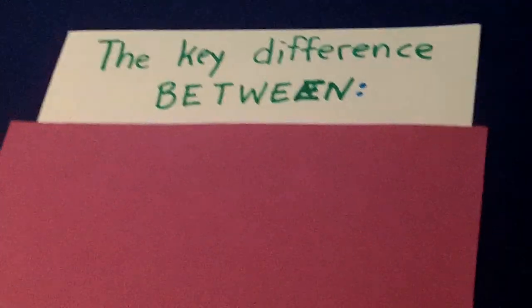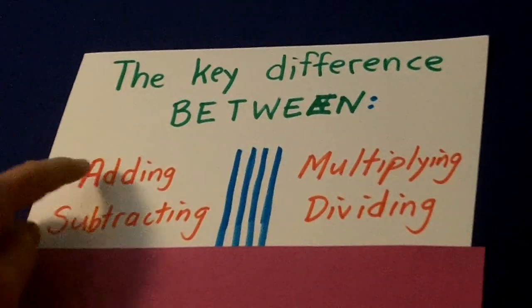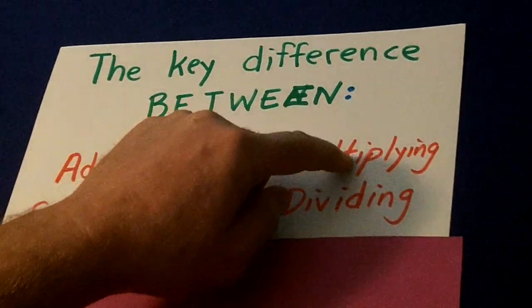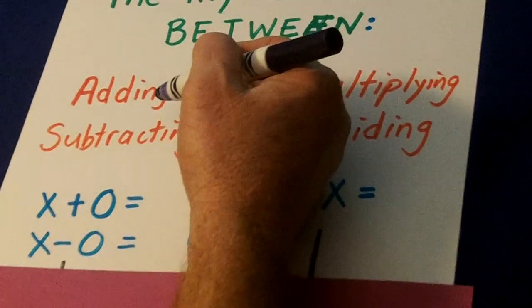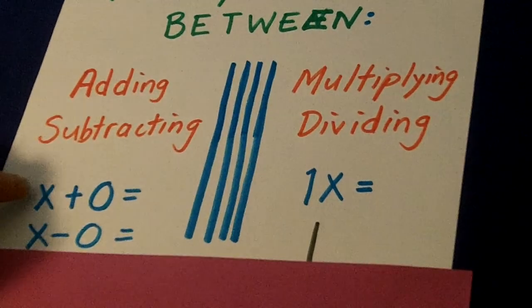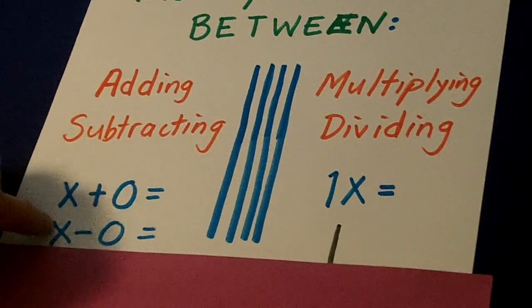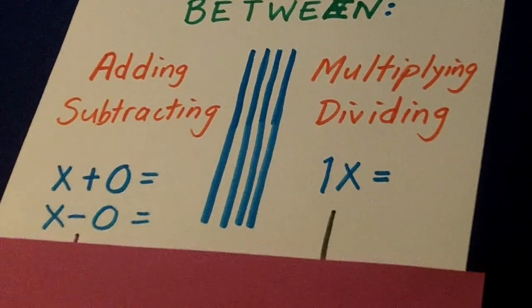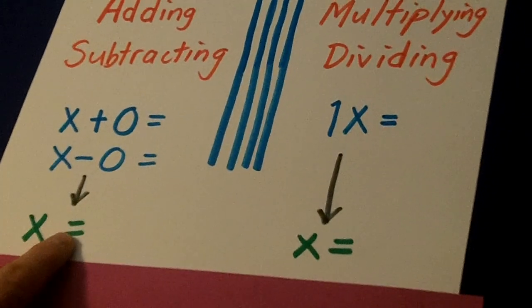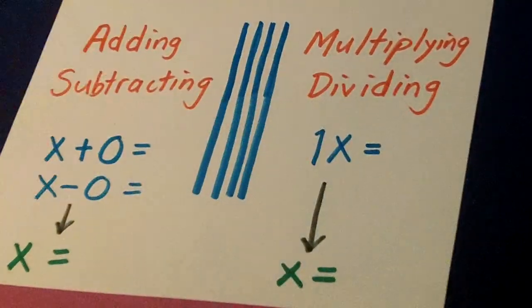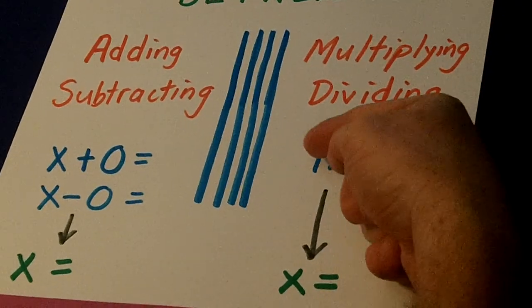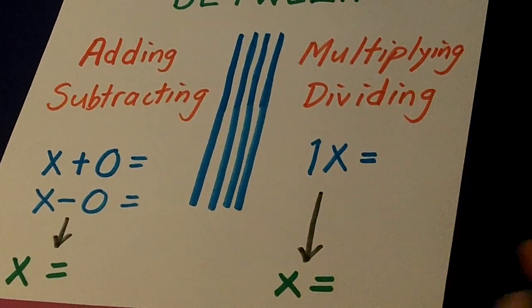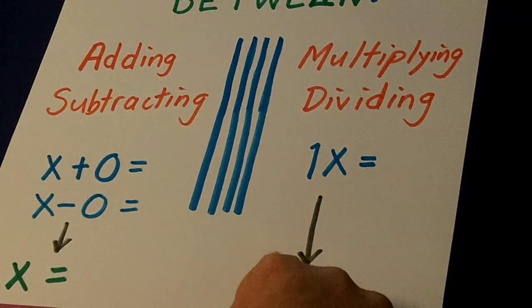Now, the key difference between adding and subtracting and multiplying and dividing is when we add and subtract, look at this, it's x plus 0 or x minus 0. That's what we're trying to get to finally get x equals. But multiplying and dividing, what we're doing there is we're trying to get the numbers to be 1 times x. Because 1 times x is x.